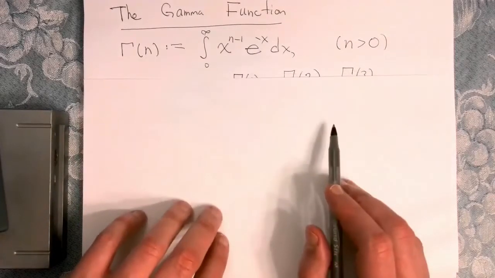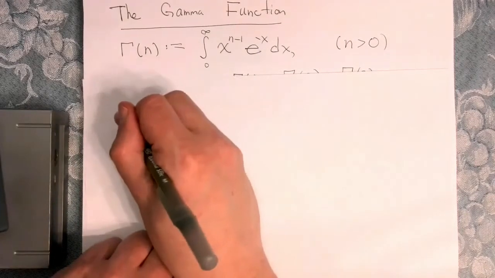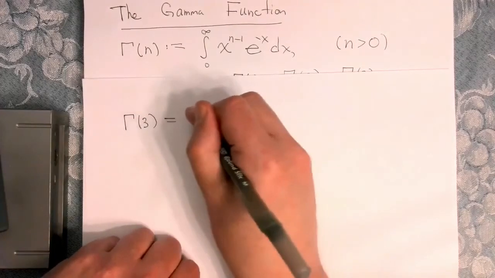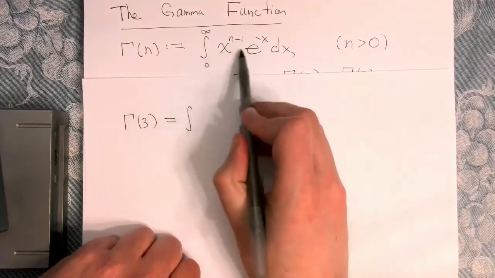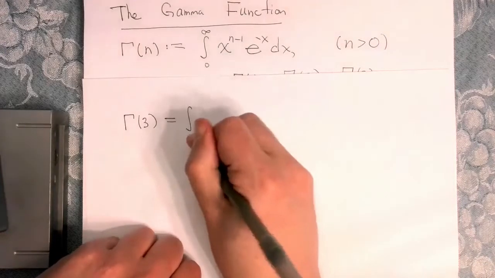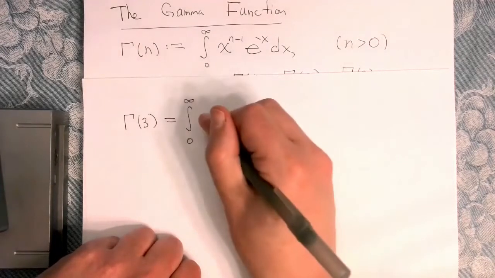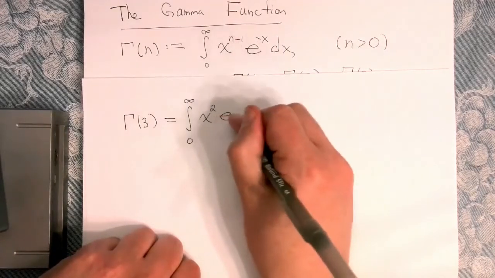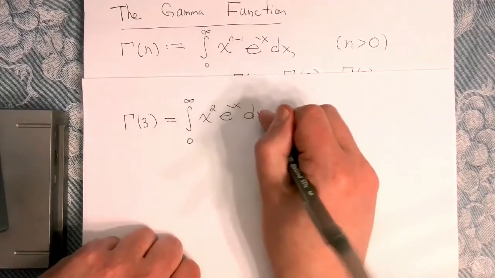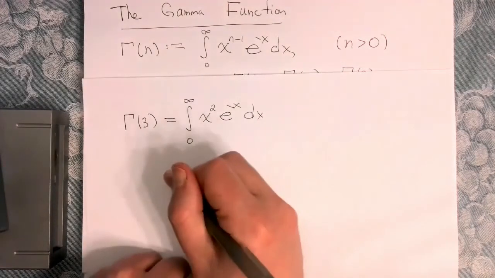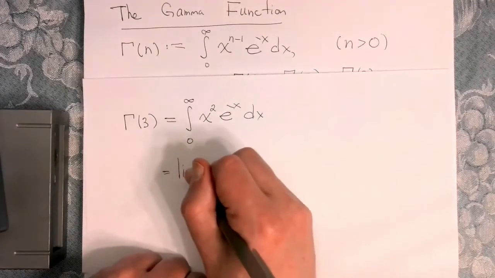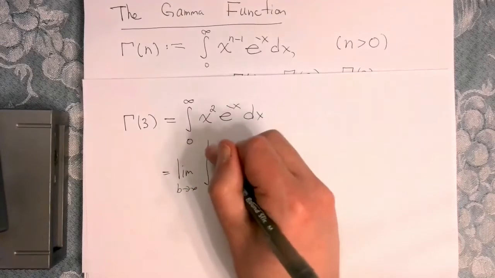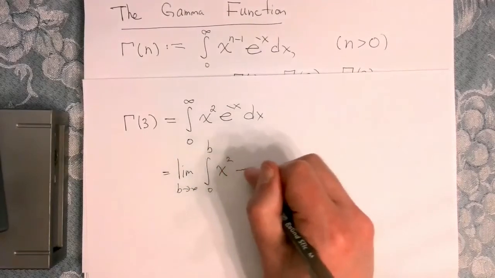Okay, so for gamma of 3, we're plugging 3 in for n. That should leave us with x squared, right? So this is the integral from 0 to infinity of x squared, when I plug 3 in for n, times e to the minus x dx. Okay, so it'll be a little bit longer, which is fine. So this is the limit as b goes to infinity. I'm going a little faster now if you don't mind, because I think we're all friends here now.